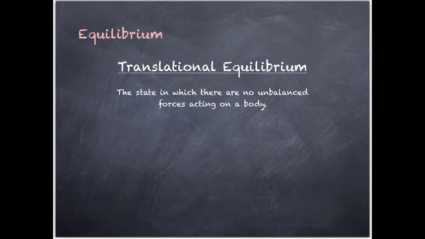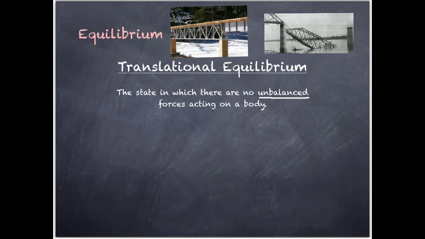Translational equilibrium. The state in which there is no unbalanced forces acting on a body. Notice it says there's no unbalanced forces. There could be forces. In fact, there are forces. But they're all balanced. I'll give you a couple pictures here. This bridge here is unbalanced. So to be in equilibrium, there has to be no unbalanced forces acting on the body. This has some forces that were unbalanced. This bridge here is balanced. That's why it's in that translational equilibrium.